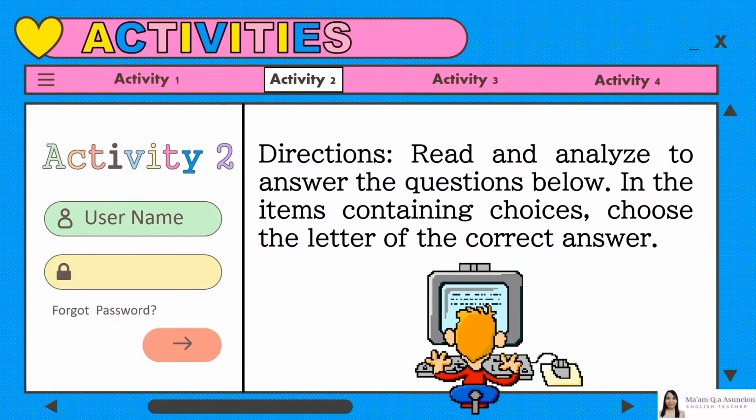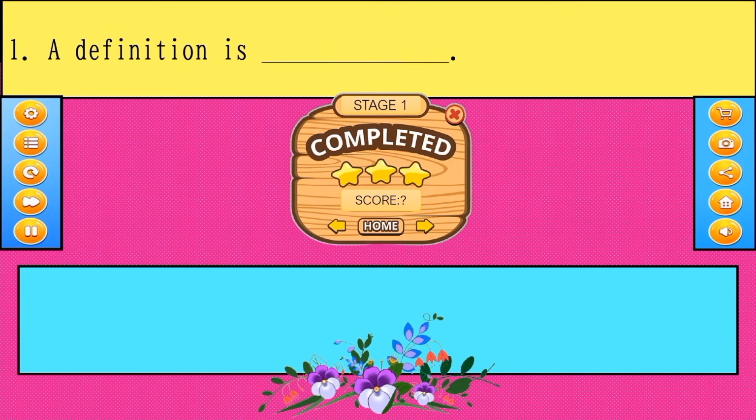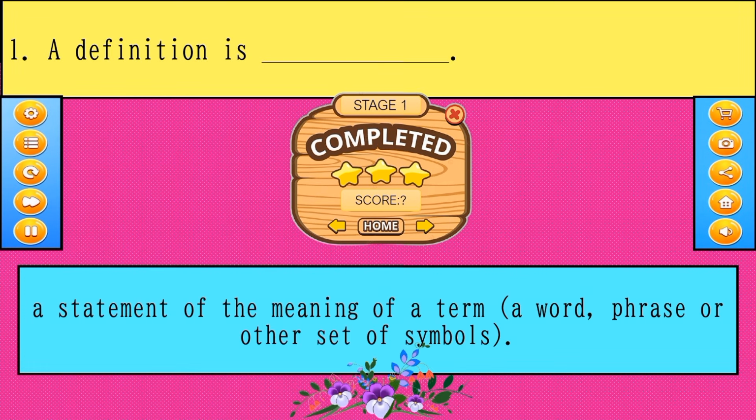Now let's have activity 2, directions. Read and analyze to answer the questions below. In the items containing choices, choose the letter of the correct answer. Number 1. A definition is a statement of the meaning of a term, such as a word, phrase, or other set of symbols.